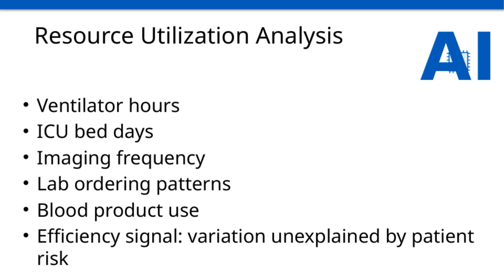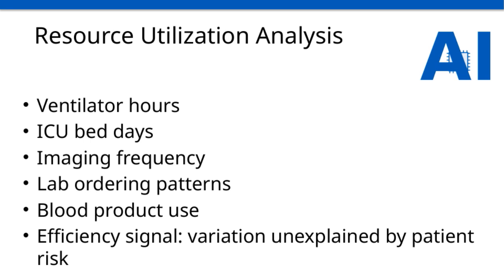Lab ordering patterns reveal how frequently tests are requested, which can impact both costs and turnaround times. Blood product use is another critical factor, as it directly relates to patient needs and transfusion practices. All of these metrics contribute to what we call the efficiency signal. Specifically, they help us identify variations that can't be explained solely by patient risk factors. When we see unexplained variation, it suggests there might be opportunities to improve practice patterns or resource management.